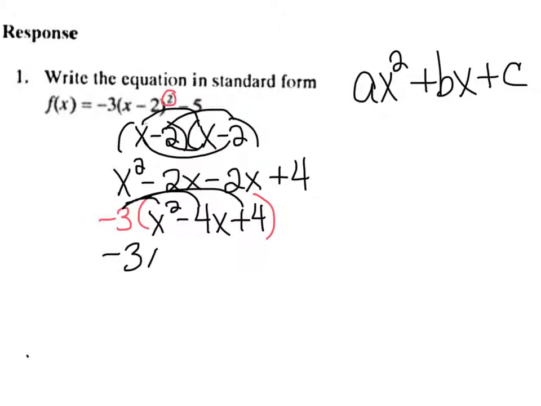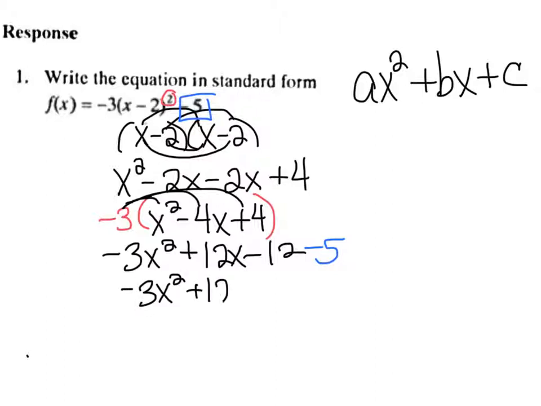So we distribute it to all three parts. So I have negative 3x squared plus, because a negative times a negative is a positive, and then 3 times 4 is 12, and then negative 3 times 4 is a negative 12. Last but not least, we have the minus 5. So we attach that to the end, and we can subtract that from the negative 12. So negative 3x squared plus 12x minus 17. And this is f of x because we're in function notation. And that's the process to change from vertex form into standard.